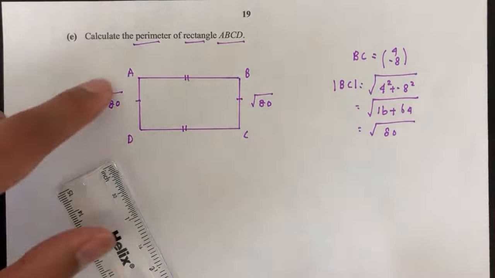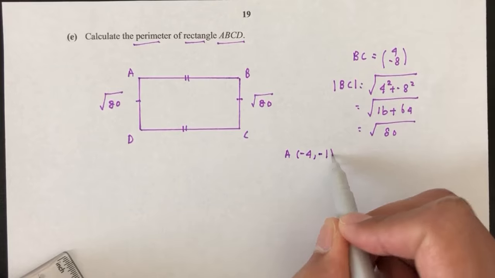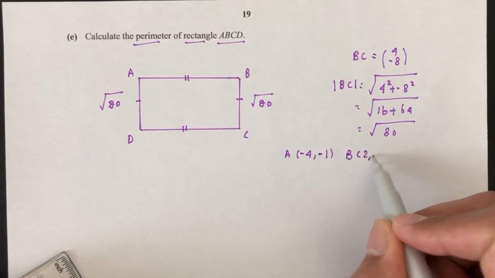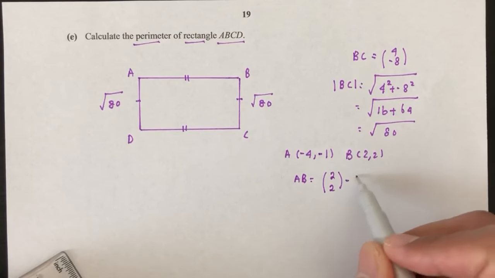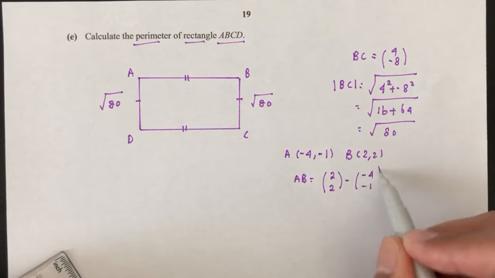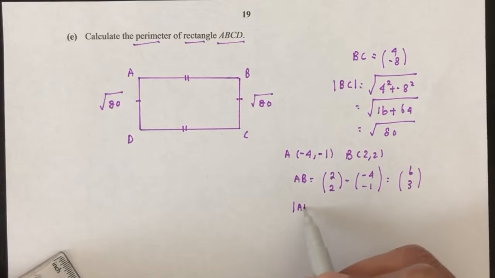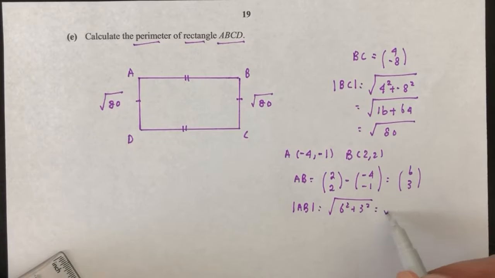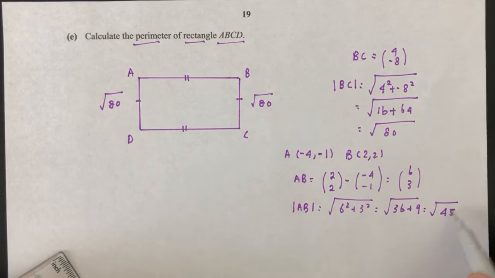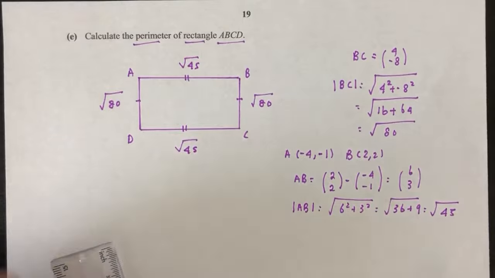We know the points A and B. A is the point given to us as (-4, -1). B is given to us as (2, 2). So what is AB? Take B minus A. That will be (6, 3). So what is modulus of AB? That will be square root of 6 squared plus 3 squared, which is 36 plus 9, that is 45. So this is root 45 and root 45 because it is a rectangle.